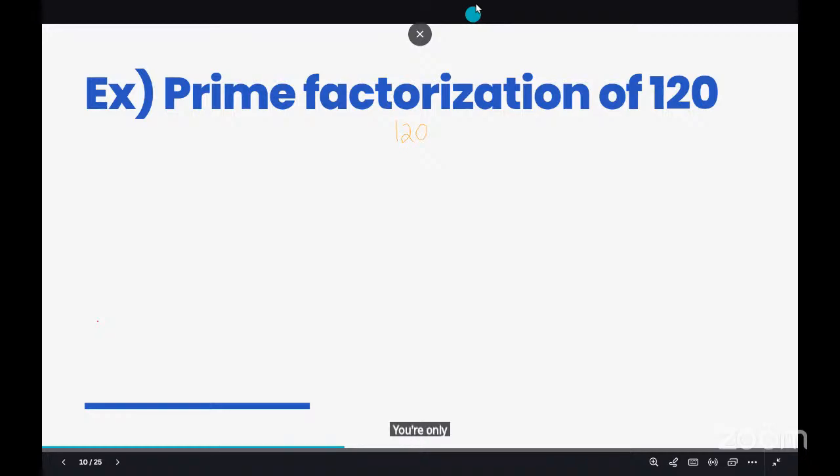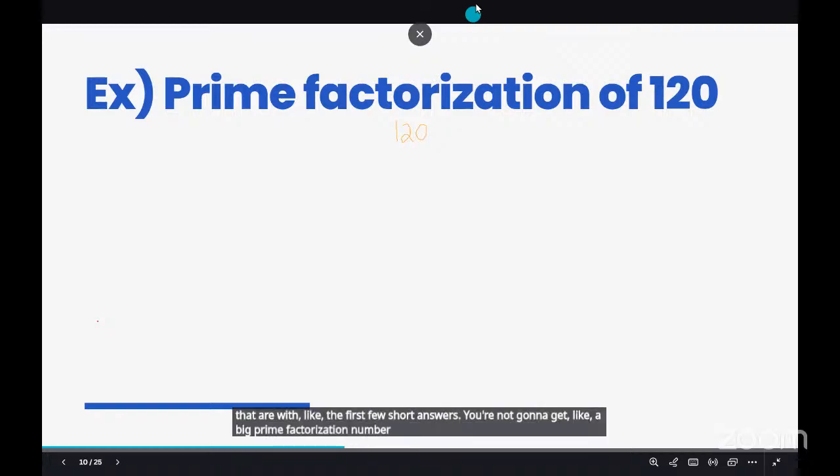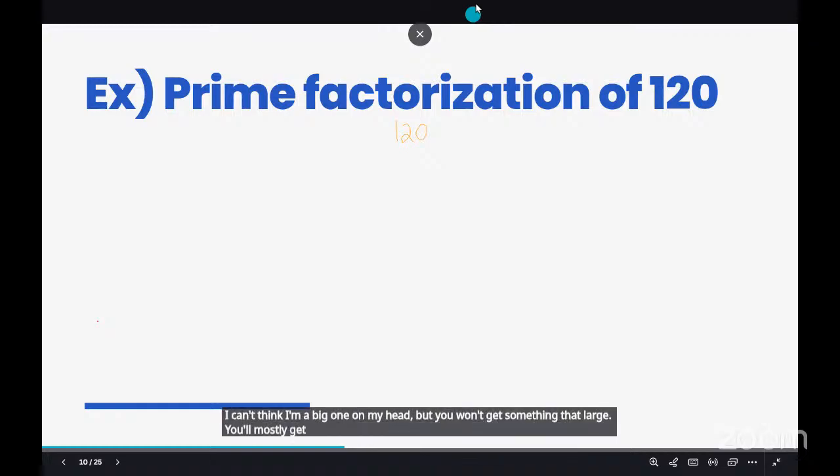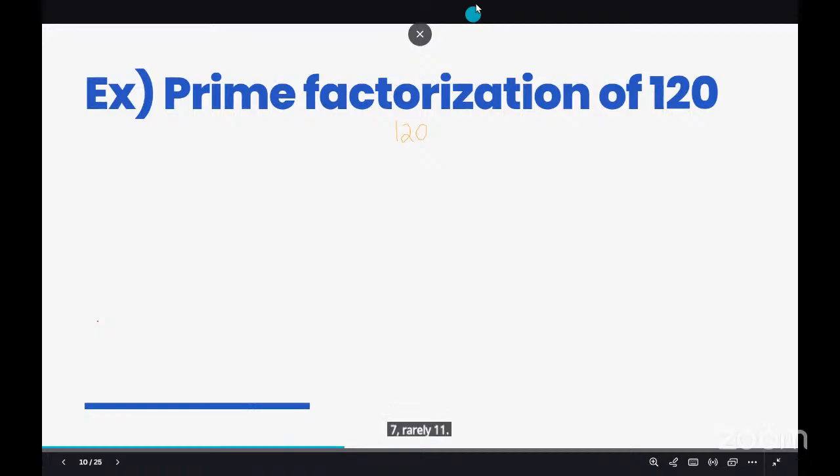One key thing is that most of the time when you do prime factorization, you're only going to get numbers from the first few primes. You're not going to get a big prime like 19 or something beyond that. I can't think of a big one in my head, but you won't get something that large. You'll mostly get 2, 3, 5, 7, rarely 11. And one second.